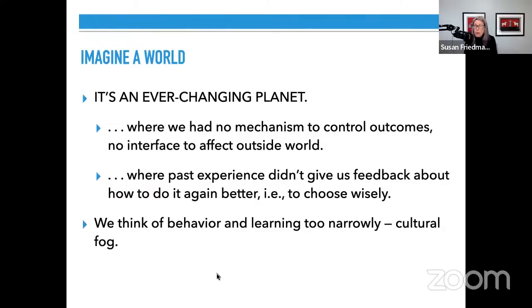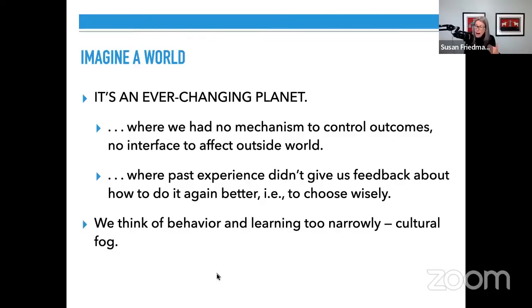So imagine that world. It's an ever-changing planet. Imagine that we had no mechanism to control our own outcomes. We had no interface with the outside world. Imagine where past experience with the environment didn't give us feedback, outcomes, consequences about how to do it again better in the future. In fact, the concept of wisdom is all about this ability to learn. Wisdom is about experience and then using that experience to do it again better in the future.